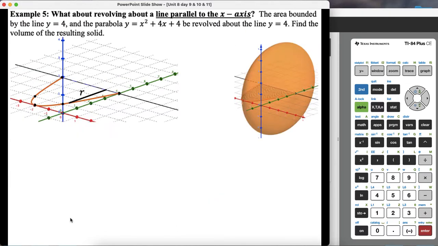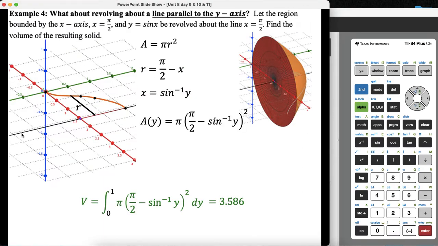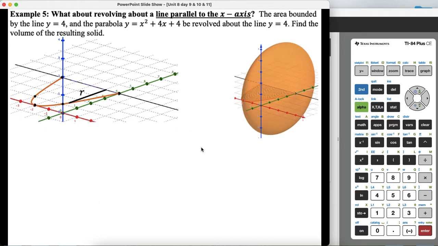Okay, let's take a look at one more. And again, let's go back to example 4. This is a revolution of a function about a line parallel to an axis. When we are parallel to an axis, we have a more complicated r. It's offset from the x-axis. Likewise, in example 5, we're going parallel to the x-axis, so our radius is going to be this more complicated offset expression from the x-axis.